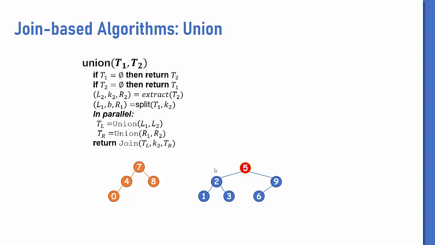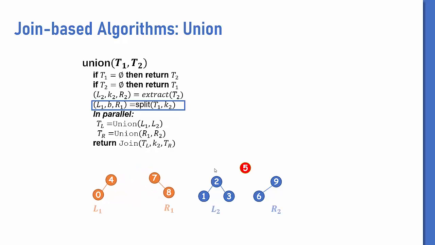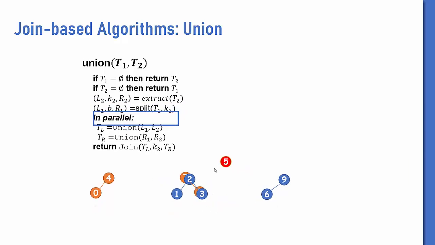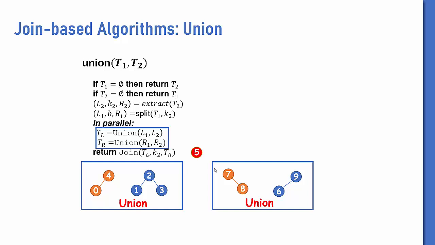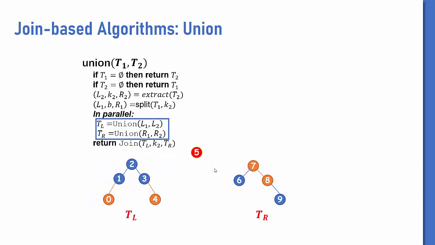We first read the root of one tree and use it to split the other tree using the join-based split algorithm. Now T1 is broken up into L1 and R1, but key 5 and T2 naturally have their left subtree and right subtree split by the root 5. So we can recursively union the two parts smaller than 5 and the two parts larger than 5, and these two unions can be done in parallel. Finally we have three parts again, and we can call join to connect the three parts together. And that's it. So this is the algorithm for union.